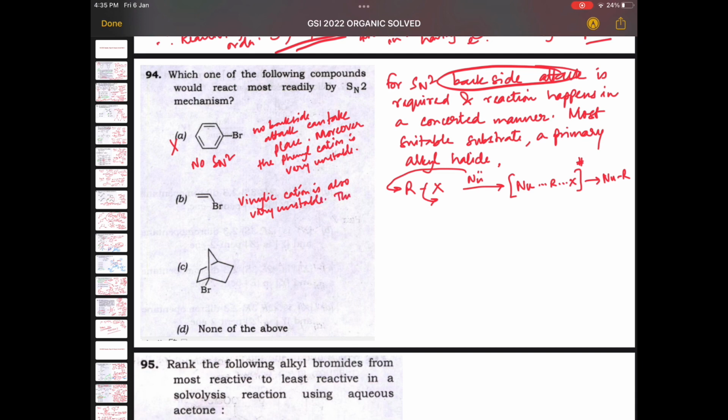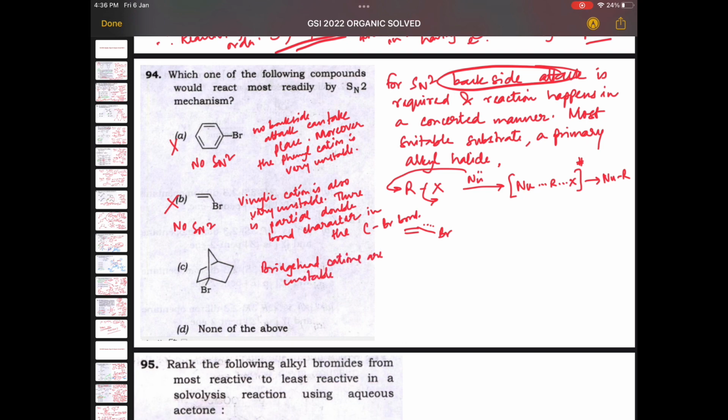For the vinylic cation, it is also very unstable, and there is also a partial double bond character between the carbon and the bromine, or in any case for vinylic halides the carbon and the halogen have a partial double bond character. So here also SN2 is not possible. For SN2 you need sp3.